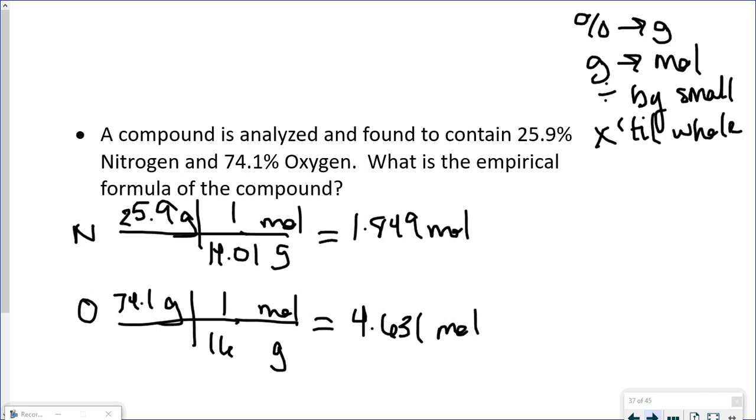The third step is divide by small. So you have moles for both nitrogen and oxygen. Whichever number is the smallest, you are going to divide everything by that number. So the smallest is the 1.849. So we're going to divide everything by 1.849. So 1.849 divided by itself will equal 1. 4.631 divided by 1.849 is going to be 2.5.